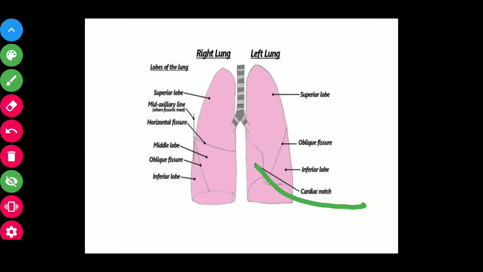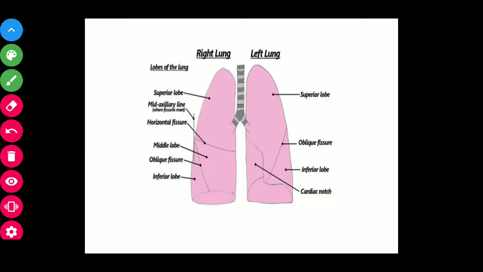Next, the cardiac notch, which has already been discussed. The cardiac impression or cardiac notch is on the mediastinal surface of the lung, where the heart sits or fits. So this is about the right lung and left lung.